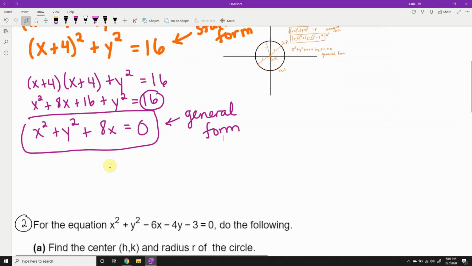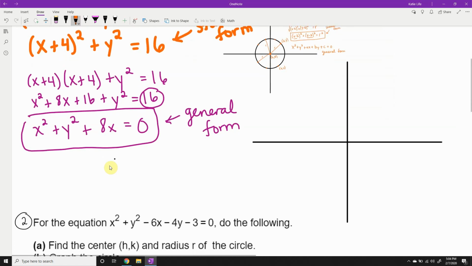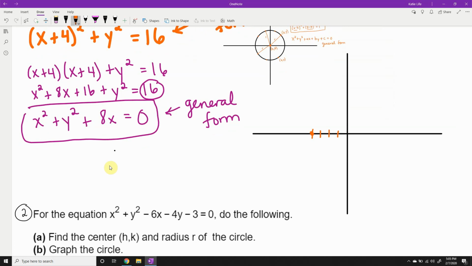Now, let's take a moment here and graph the circle. The center being at negative 4, 0 would put our center right about there. The radius is 4, so that's going to be a distance of 4 in all vertical and horizontal directions. So I know another point of the circle would be here. 1, 2, 3, 4. Immediately opposite, but to the left, another point would be there. 1, 2, 3, 4. There's another point on the circle. And there's a fourth point on the circle.